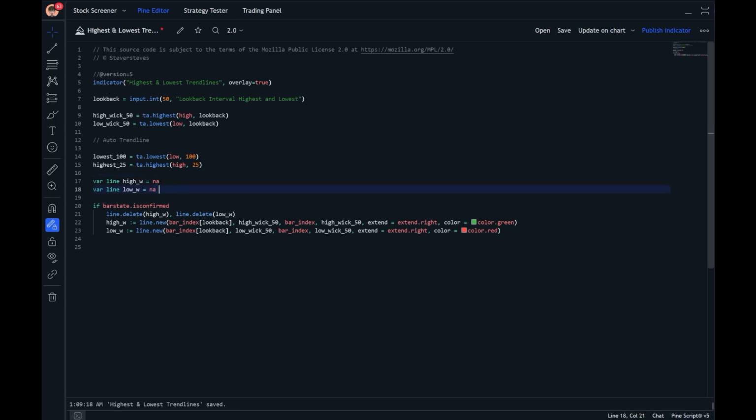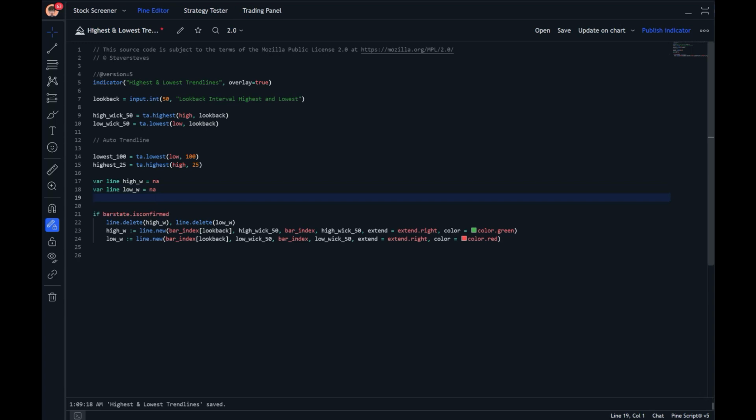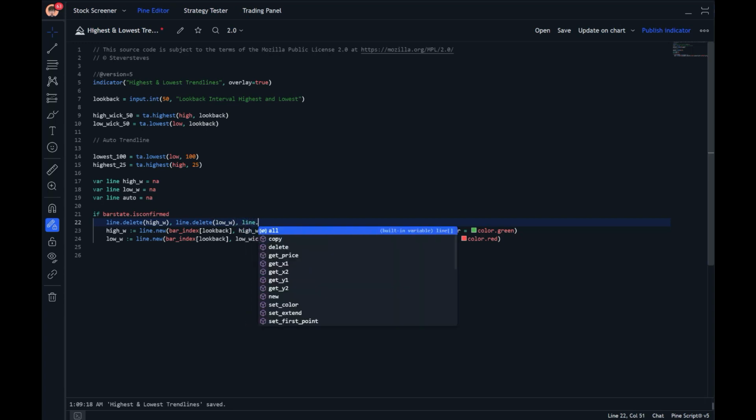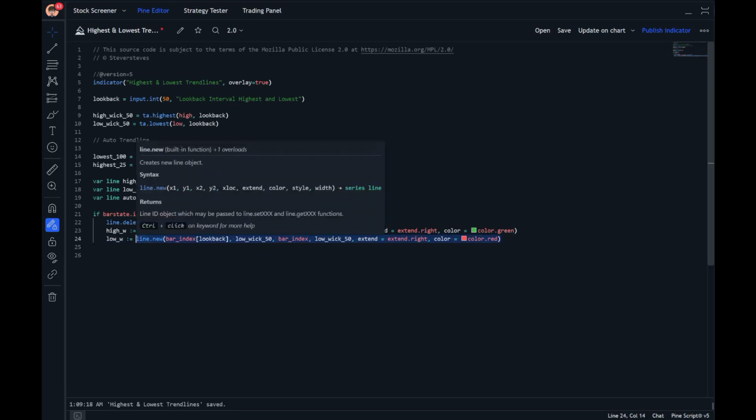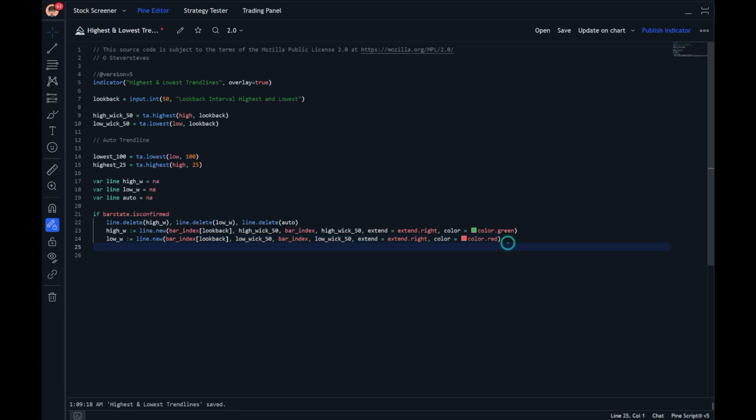Now we have to define this auto trend line, so we just do the same thing here. So var line auto, we'll just call it auto, equals NA. We have to add a command to delete, line delete, so it doesn't just keep repopulating. So line delete auto. Now we have to define this. So I'm just going to copy this so we don't have to rewrite all of this.